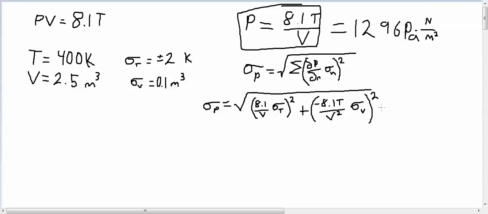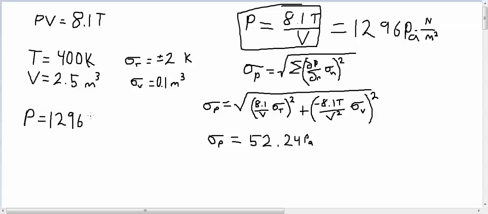And all you have to do is just plug all the values in, and you should get something like variance of P is going to be equal to 52.24 pascals. So what we could say is our pressure is going to be equal to 1,296 plus or minus about 52 pascals.